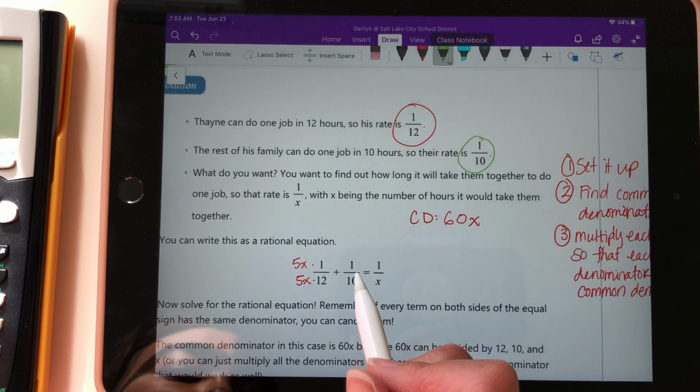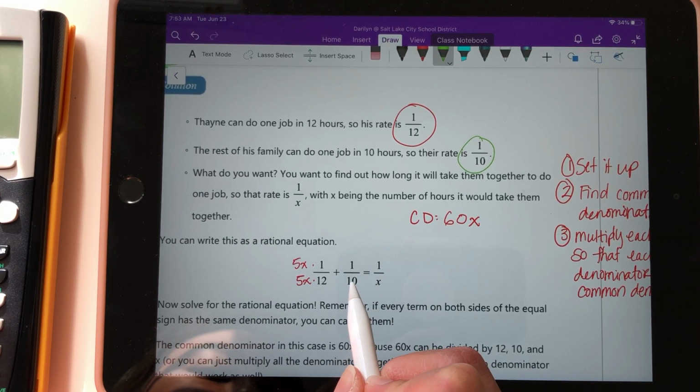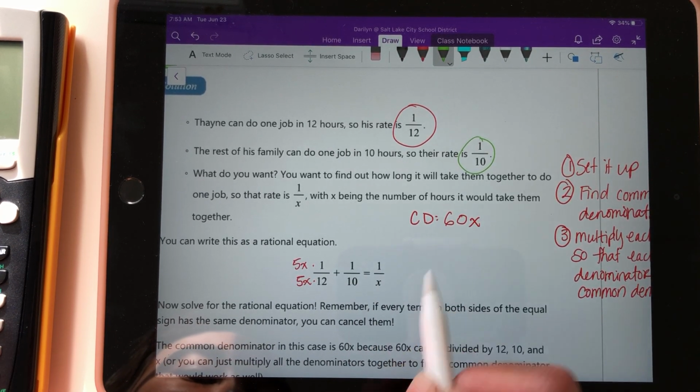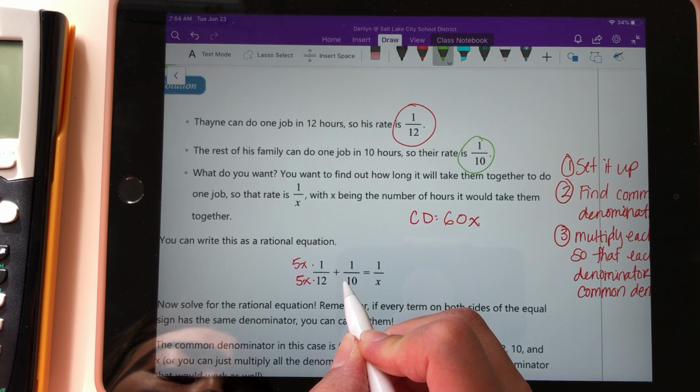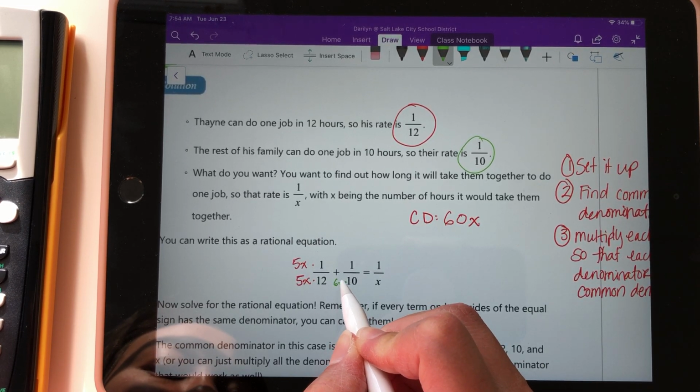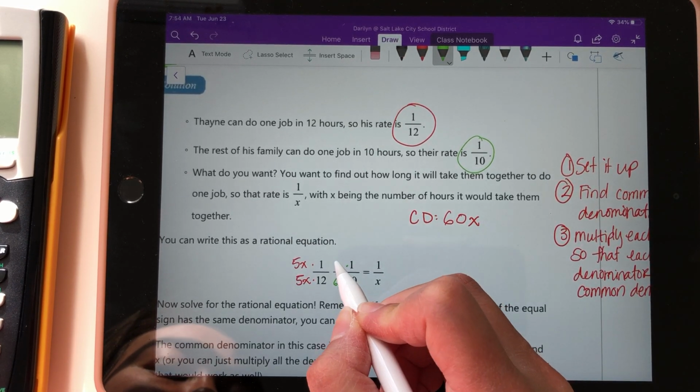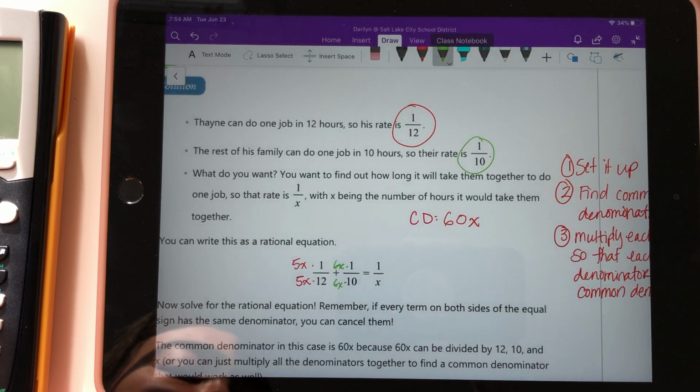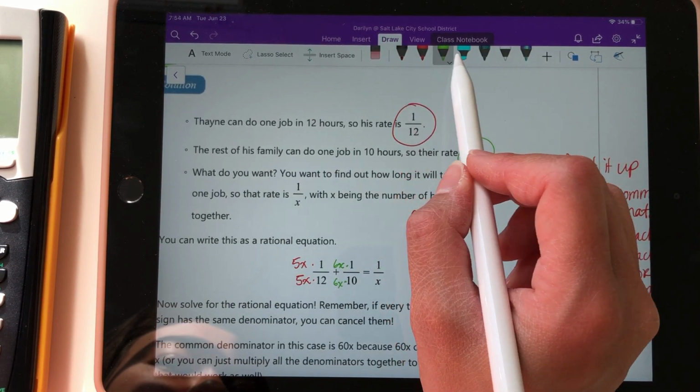Okay? Now I'm going to move on to the next term. What do I multiply 10 by to get 60x? Well, I multiply it by 6x. What you do to the bottom, you do to the top. And then what about this last guy right here?